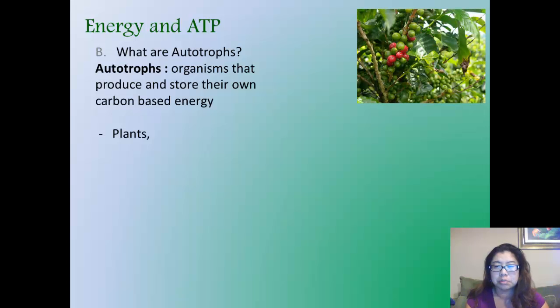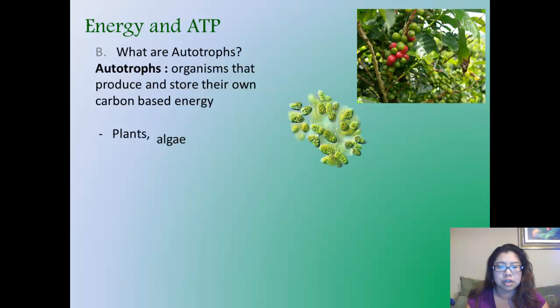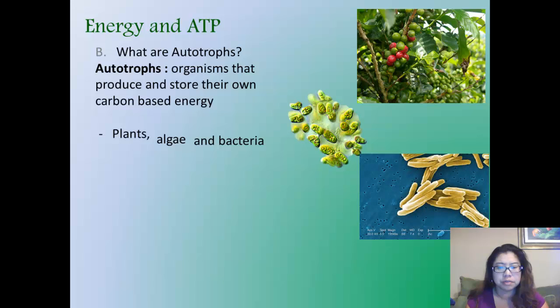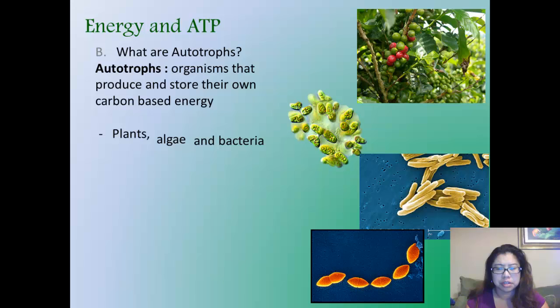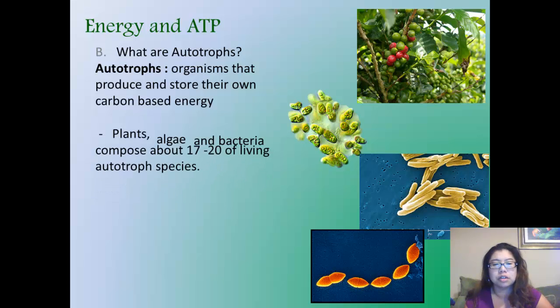This is a coffee bean plant. We have algae, and this is a microscopic picture of an algae. And bacteria. And there's a picture of, I believe, salmonella bacteria. And I believe that's E. coli. And all 3 of them together compose about 17 to 20 of the living autotrophic species. Autotrophs are invaluable, which means they're very important.